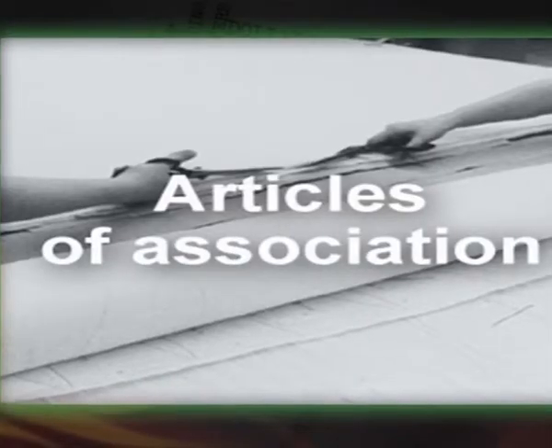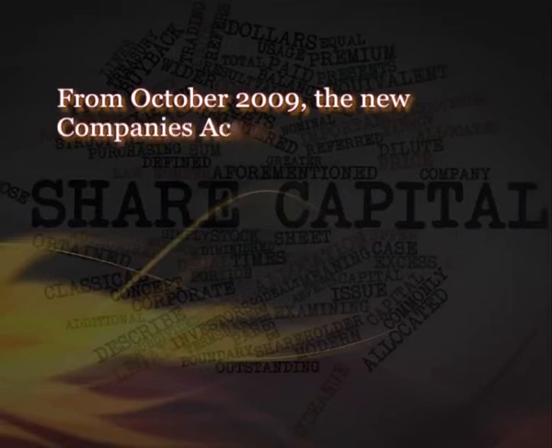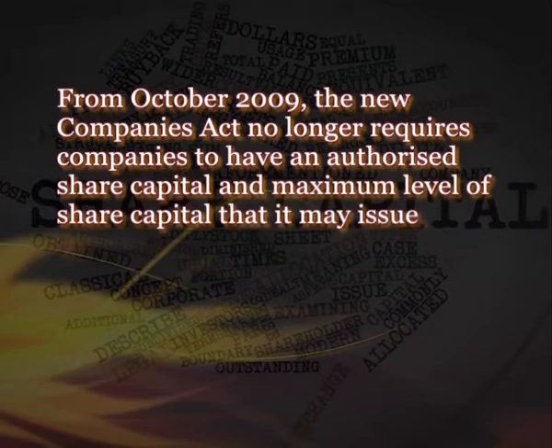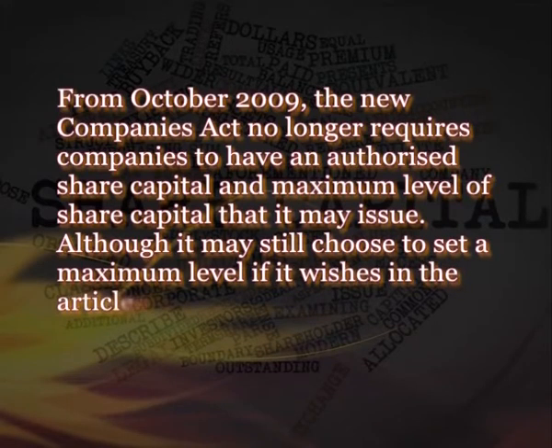The nature of those rights depends on the class of share and what has been specified in the Articles of Association. A minimum of one share must be issued at incorporation, and a company can alter the value of the share capital, issue further shares and cancel shares, although the latter can be difficult. From October 2009, the new Companies Act no longer requires companies to have an authorized share capital and maximum level of share capital that it may issue, although it may still choose to set a maximum level if it wishes in the Articles of Association.